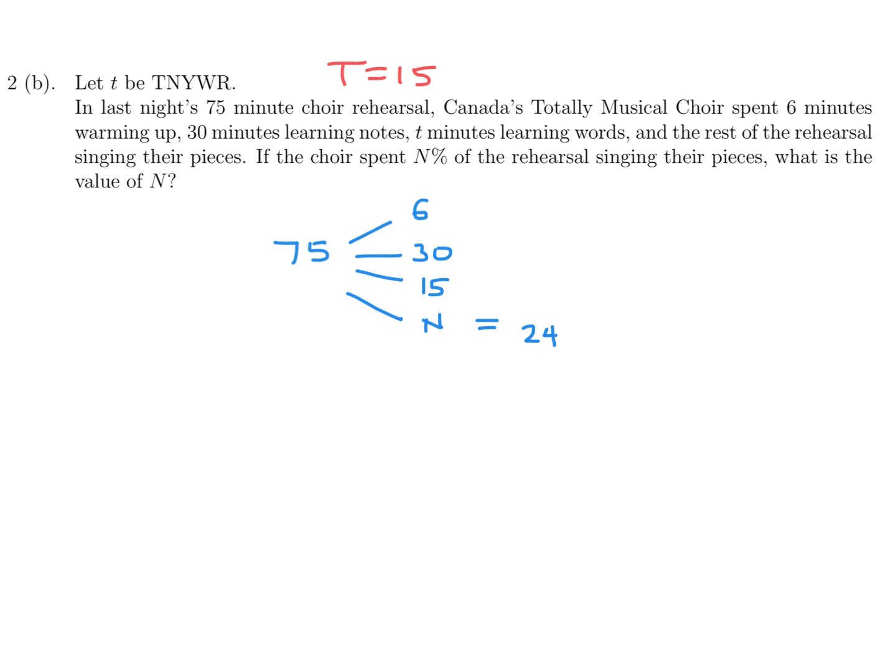Wait, hold on. Let me think about this. This is the number of minutes, so maybe I shouldn't write N. That might be a little confusing. They want to figure out the percentage compared to the total number of minutes. So 24 over 75, that's what they want. And that's 32. And I'm assuming that is what they want as N%. Okay, so 32%.